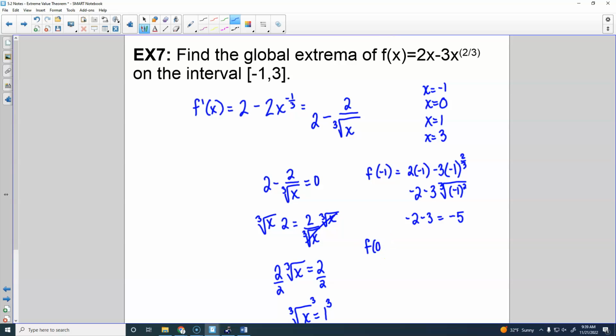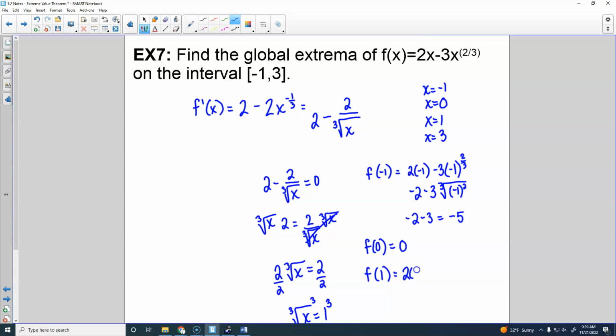F of 0 is easier. What are we going to get if we plug in 0? 0. And if it's easy to plug in, you don't have to write it out. If this is free response, you can just put f of 0 equals 0. I think technically you could put f of -1 equals -5 if you can do that in your head. But be careful if you do that.